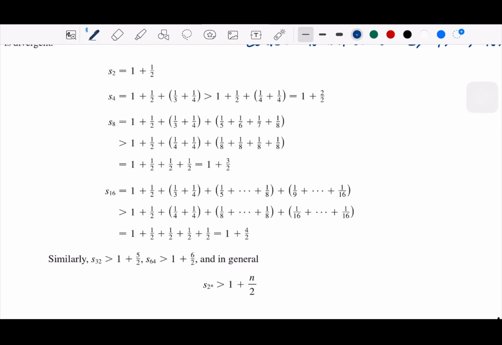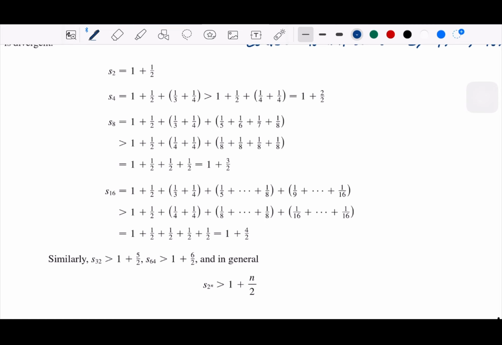And then if you take the general term, we take the x with the exponential 2 to the power of n. This is going to be larger than 1 plus n over 2, which means that the harmonic series will be larger and larger, and it is going to be larger than this number here. We approach with this 1 plus n over 2. So if n is getting to infinity, then it's going to be divergent.